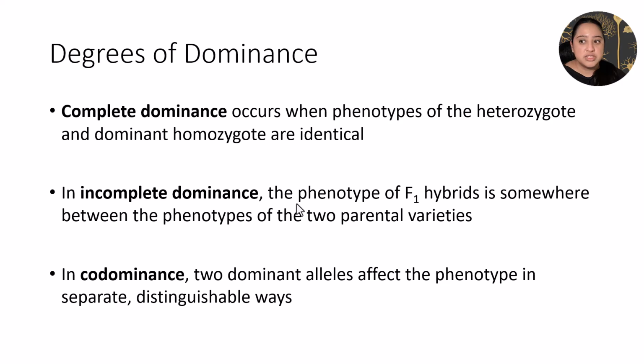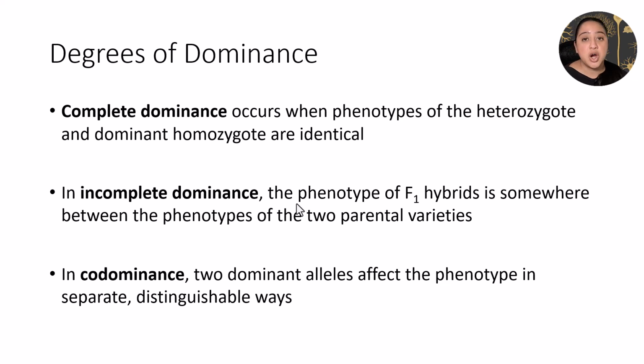But there are differences. In the case of incomplete dominance, the phenotype of the F1 hybrids is somewhere in the middle. It's a blend of the two parental varieties, and I'll show some examples. So instead of the flower color being either purple or white, if you cross these two true-breeding parents, it's like a light purple. It's a blend. The phenotype is somewhere between the phenotypes of the two parents.